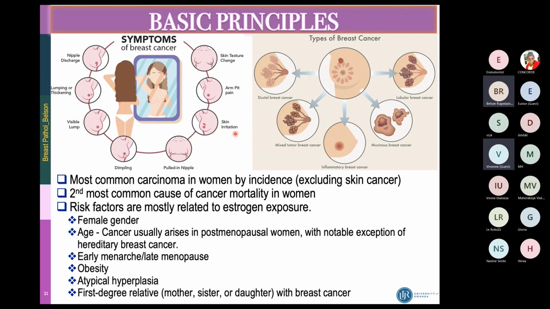So skin irritation, armpit pain, and this can mean that probably the lymphatics are being zatangiye kugira ikibazo and obstructed or inflamed because of the cancer cells going there. Skin texture change. So I think this can combine with dimpling and so on to make the pod orange. So in general, this is what you see.